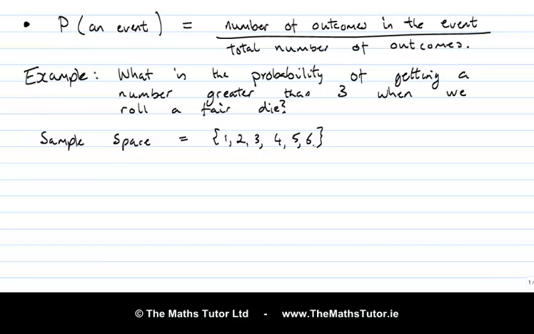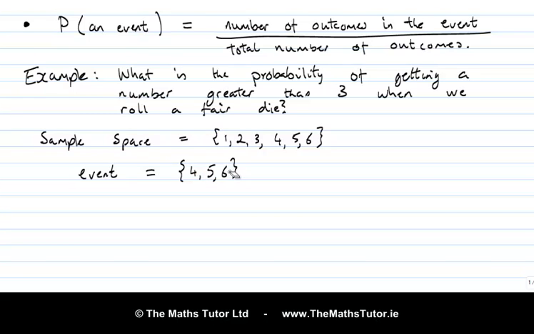And the event that we're interested in is the event of rolling a number greater than 3. So what outcomes are in that event? 4, 5, and 6. They're the only outcomes which are greater than 3. So now all of the outcomes in the sample space are equally likely, so we can apply our formula here that the probability of the event is the number of outcomes in the event divided by the total number of outcomes. So how many outcomes are in the event? Well, 3. There's the outcomes 4, 5, and 6, so there's 3 of them.